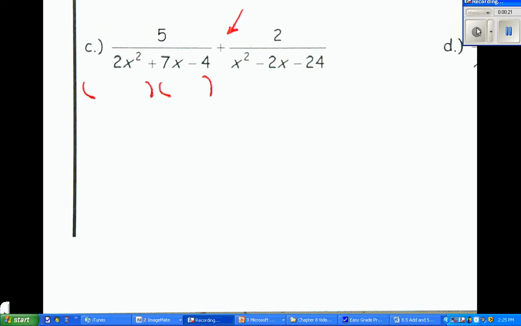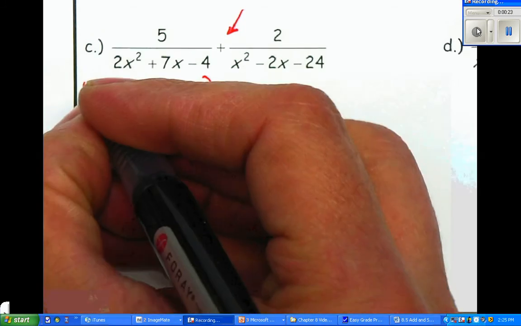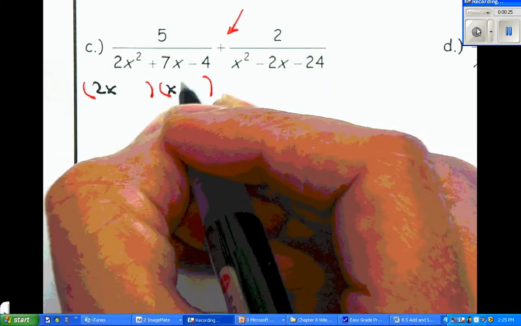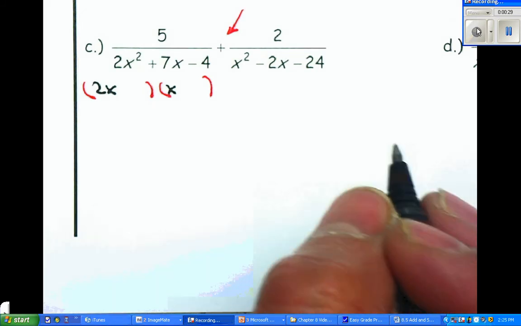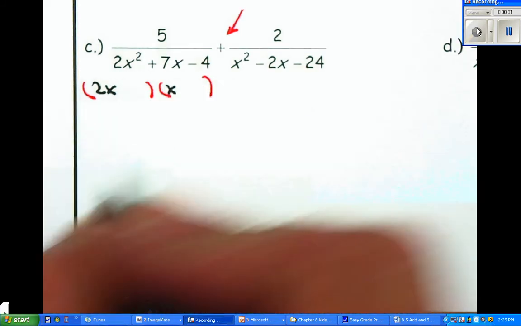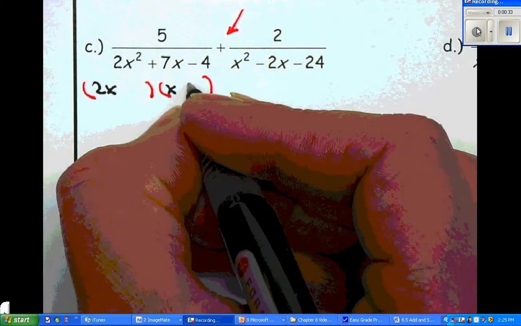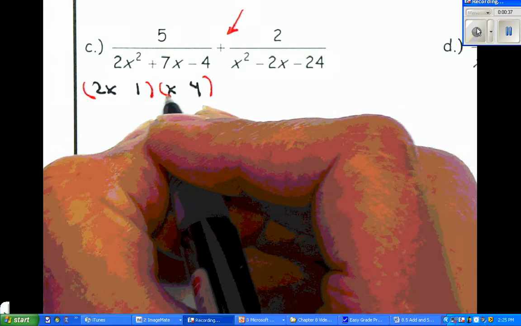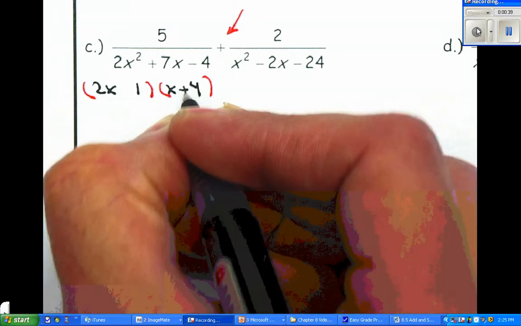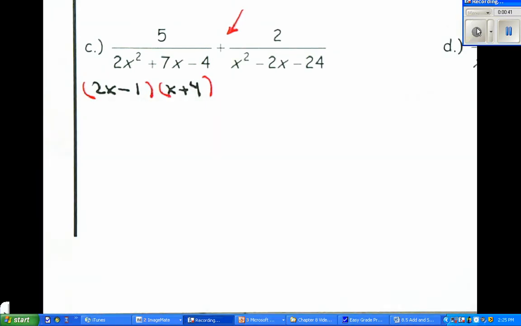The factors of 2x squared are 2x and x. The factors of -4 are 4 and 1, 2 and 2. That's a 7, so I'll place my 4 here. That'll give me an 8, and this will be a 1. I'll make this a positive and this a negative, and that works great.